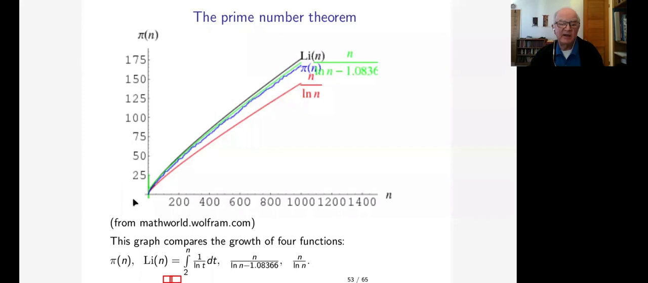And we can see how the four functions grow. N over log n is a little bit of an outlier. They are all very good approximations to pi of n. So pi of n is the blue one. It's the third one. Li of n is that one. The fraction is the green one, and the red one is n over log n. So you see, they're all really close to pi of n, but those two are closer than n over log n. N over log n is still the most elegant.